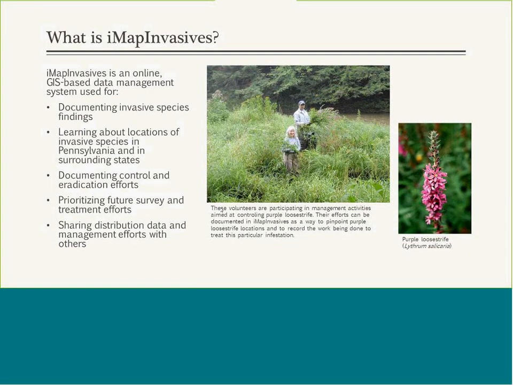This slide might look a little bit familiar to some of you who have attended past trainings, but I like to give a quick overview of what iMapInvasives is, so we can identify that and then move forward. iMapInvasives is available online, and it's GIS-based and utilized for data management purposes. Of course, the name infers that it's used for documenting invasive species and where they're being found, and understanding those locations all across Pennsylvania, since we are based here in Pennsylvania, but other states as well.